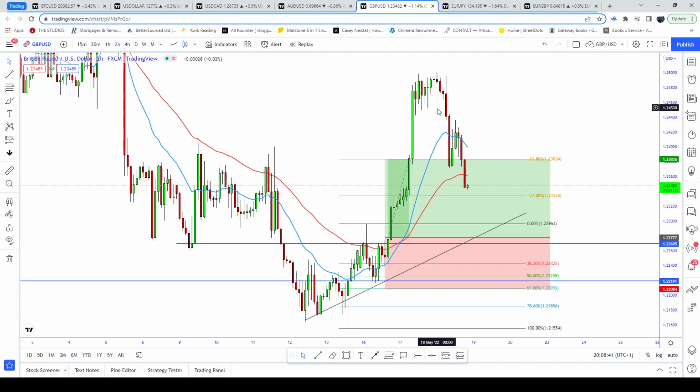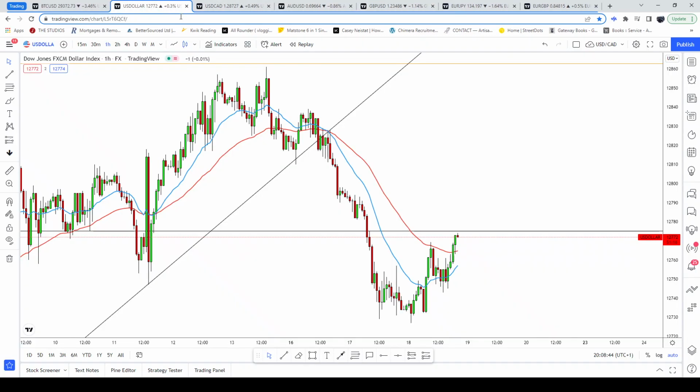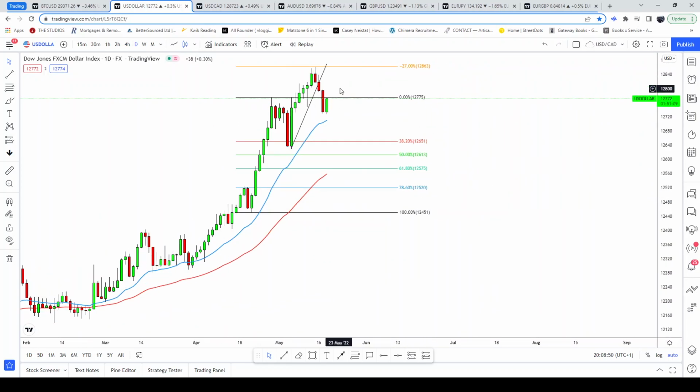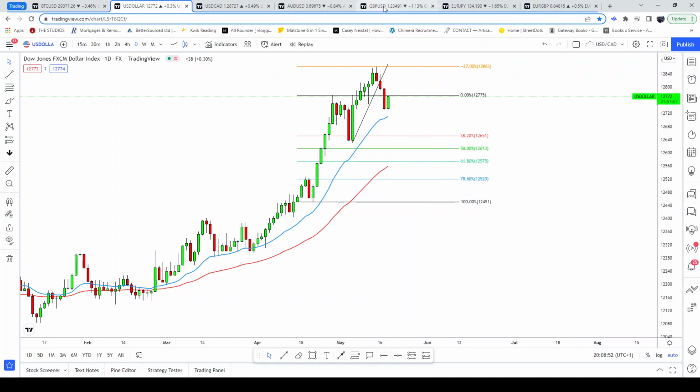Let's go on to US dollar quickly, because this will give you a nice, clean show of what I've been utilizing to predict what GBP is going to do. With US dollar, this is the Fibonacci I had last week. The past couple of days have been quite bearish, Tuesday and Monday.